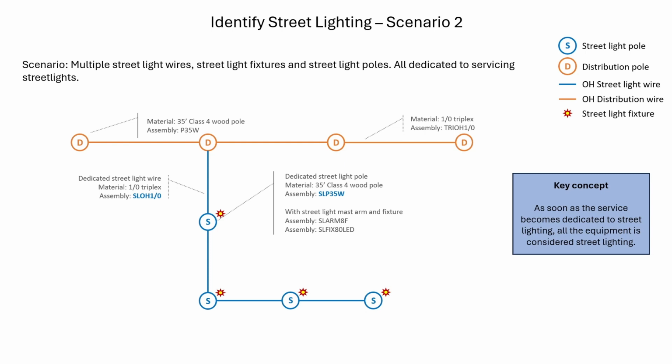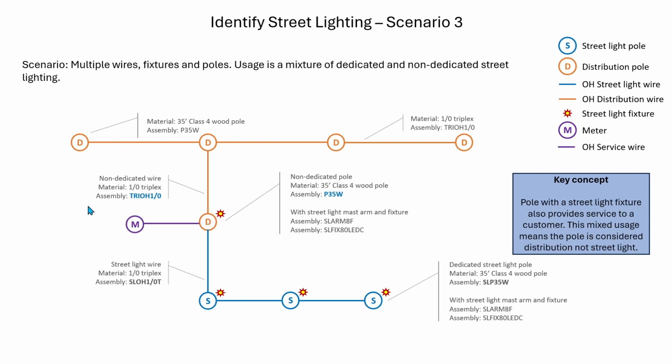The key concept is that as soon as the equipment becomes dedicated to just street lighting, then everything that comes after that is also going to be considered street lighting. In street lighting scenario 3, we're going to mix things up a bit. In this case, we have the same scenario as last time, only we added a service right off of the pole that has the first street light on it. So you'll see here we've got this purple service wire and then a meter that's coming off of it.